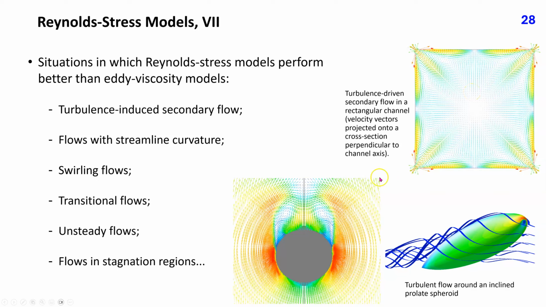These two plots show flow around an inclined prolate spheroid, streamlines, and secondary velocity vectors in one section plane. Eddy-viscosity type models have problems with predicting flows of this type.